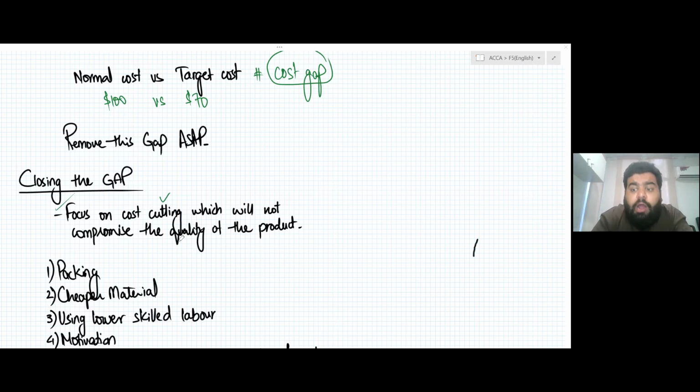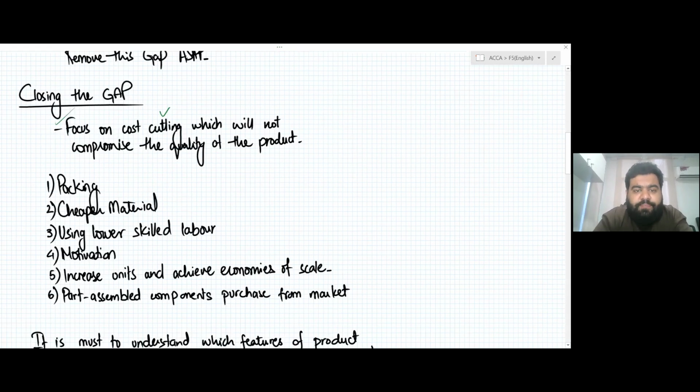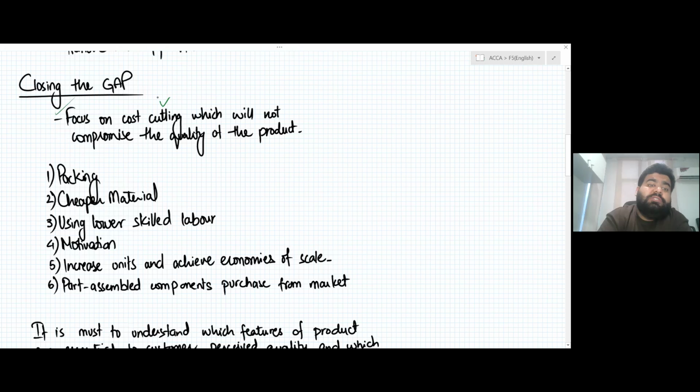So what are the reasons? If we are not compromising the quality but still want to cut the cost, then how will it be done?